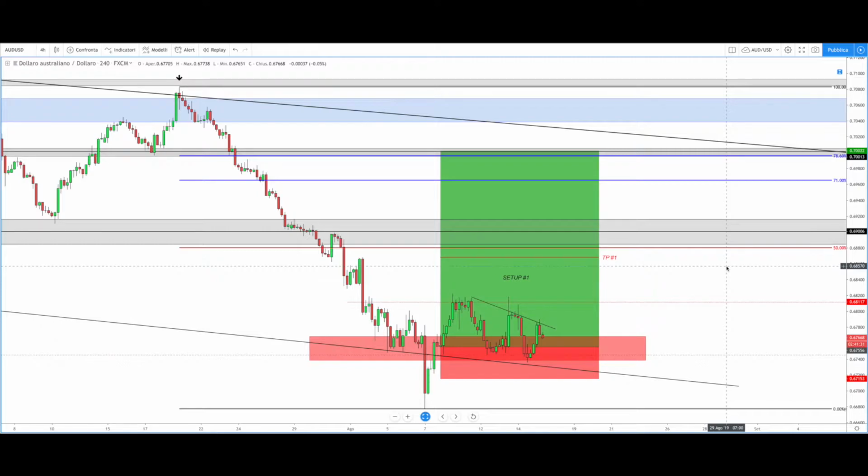Today in Italy and France is holiday, so I expect a slow day with low volatility, but for me there are a few opportunities that we can take. So we can start with Australian dollar, US dollar on the 4-hour time frame.